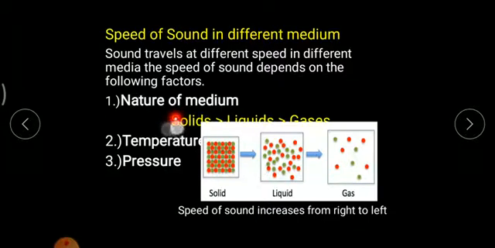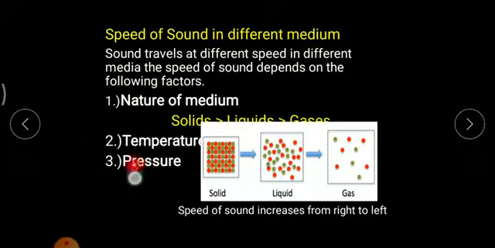The behavior of sound in a solid material would be different, the behavior of sound in a liquid would be different, and the behavior of sound in a gas would be different. So the speed of sound is different in different mediums. It depends upon certain things. First, the nature of the medium, whether it is solid, liquid, or gaseous. Second, temperature, which is the atmospheric temperature where the sound is being heard. So temperature also plays a vital role.